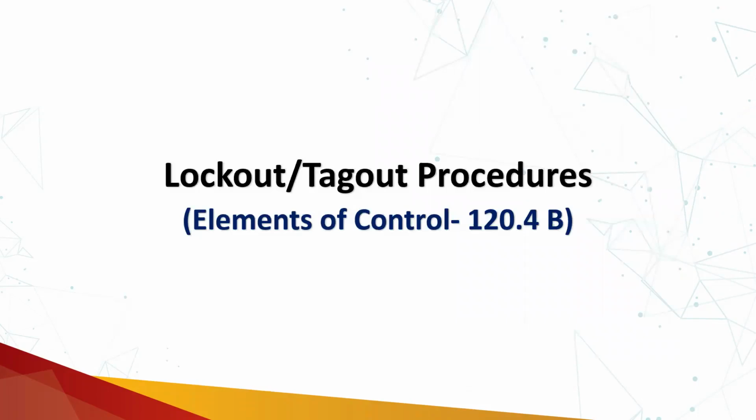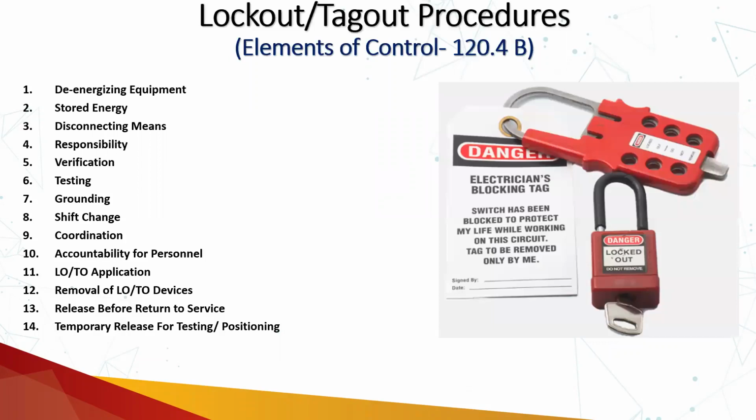Moving to 120.4(B), which is related to elements of control, the lockout and tagout procedure elements of control. There are 14 elements of control. In the beginning, we saw the definition that Article 120 talks about. It not only talks about establishing an electrically safe work condition, but it also focuses on controlling the electrically safe work condition as well. These elements of control will help in establishing as well as in controlling the electrically safe work conditions.